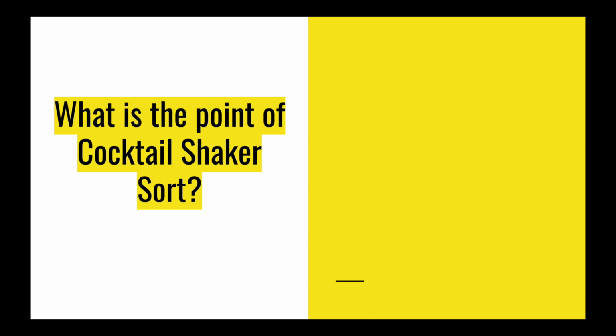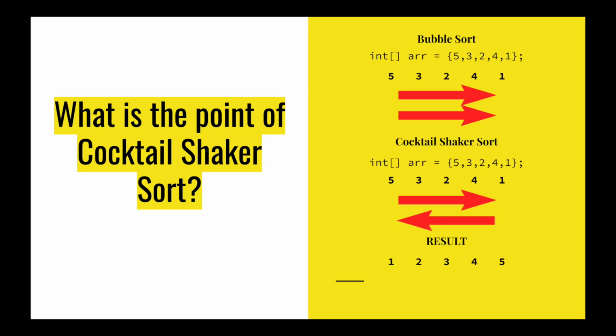Hope you guys now have a better grasp on cocktail shaker sort. But the big question still remains: what is the point of using the cocktail shaker sort when you can just use the simple bubble sort method? Well, let's take a look at our previous example. Both methods give the same final result, but at what cost?